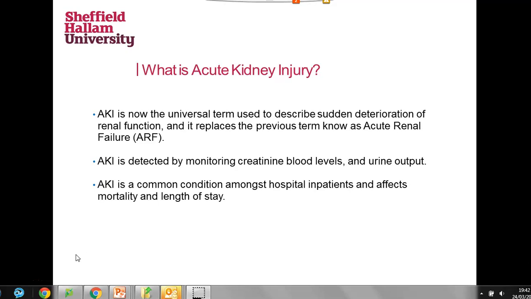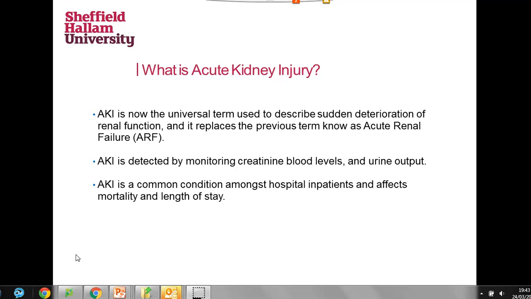Okay, so let's have a little think about what acute kidney injury is and what it looks like. It doesn't really matter where you're working within a secondary care setting, you are likely to come across patients who are suffering from acute kidney injuries, whether that's in a medical ward or whether it's in a surgical ward, geriatrics, high dependency. You'll find this wherever you're working really within secondary care.